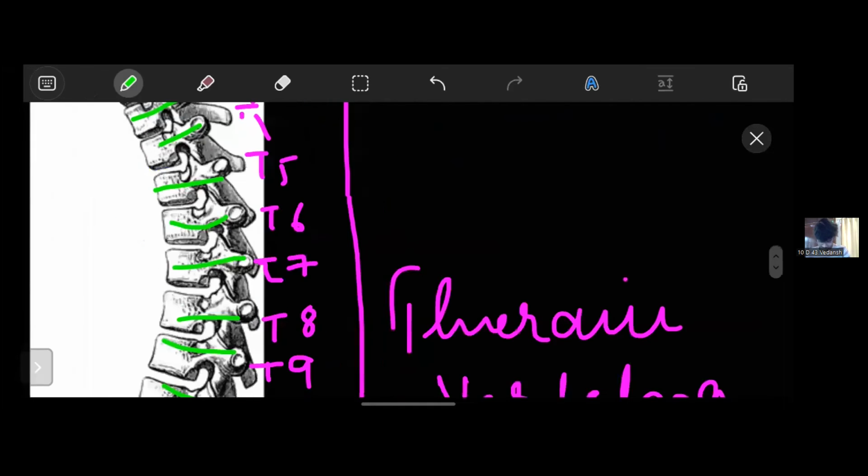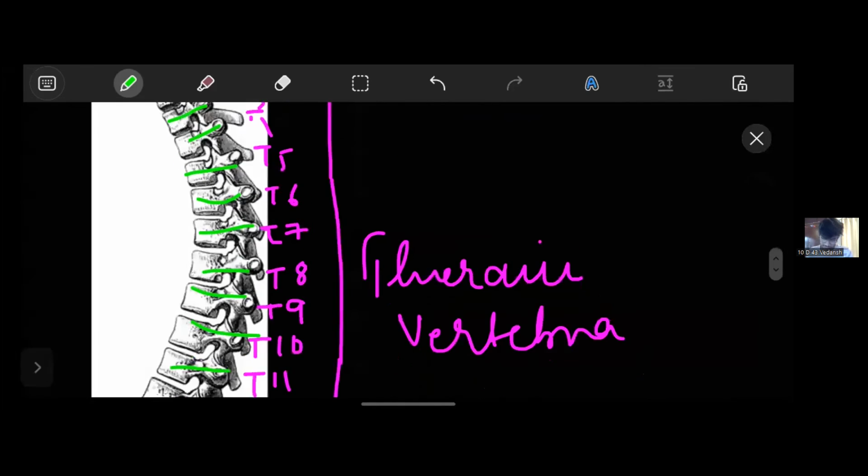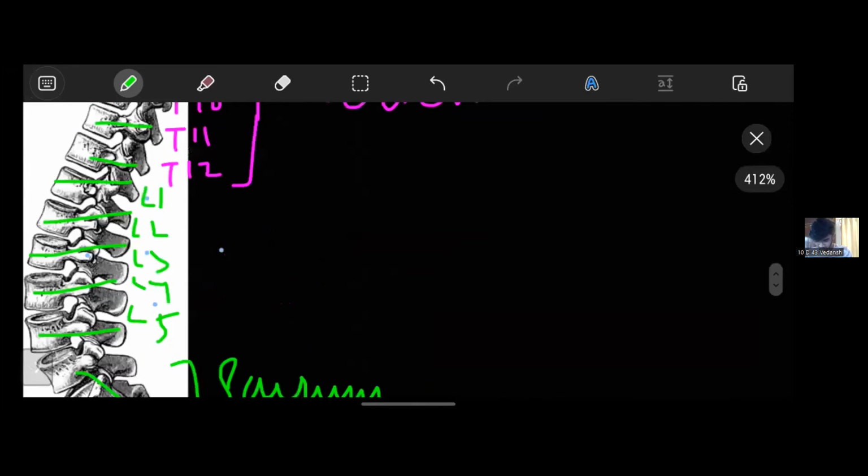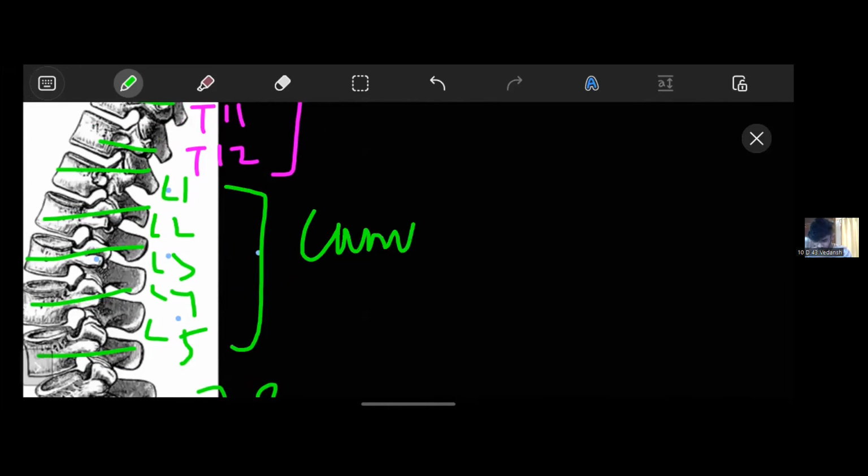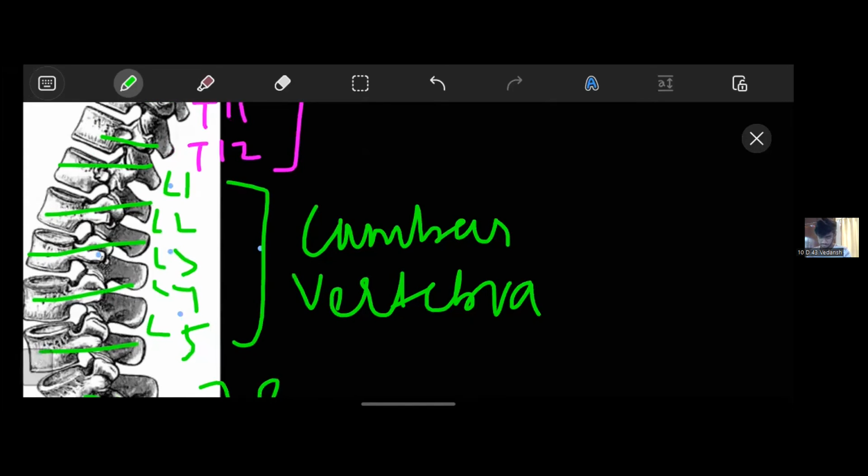If you have the clear picture of it, let me just draw it over here. This is the lumbar vertebra. And the rest follows the same.